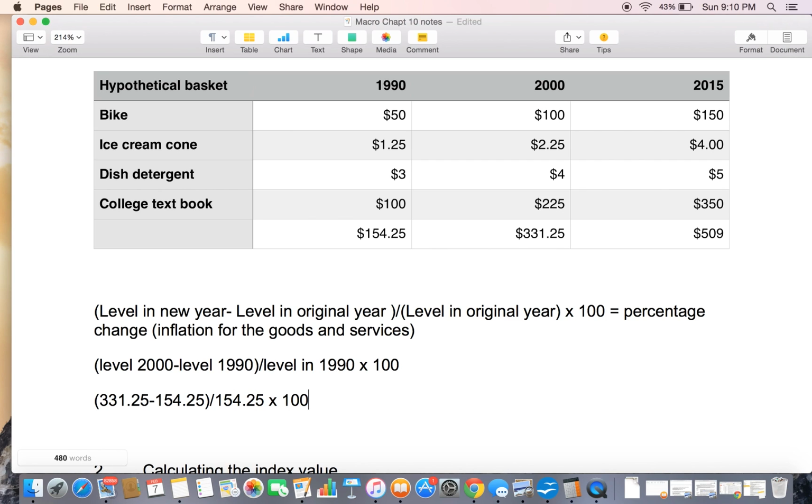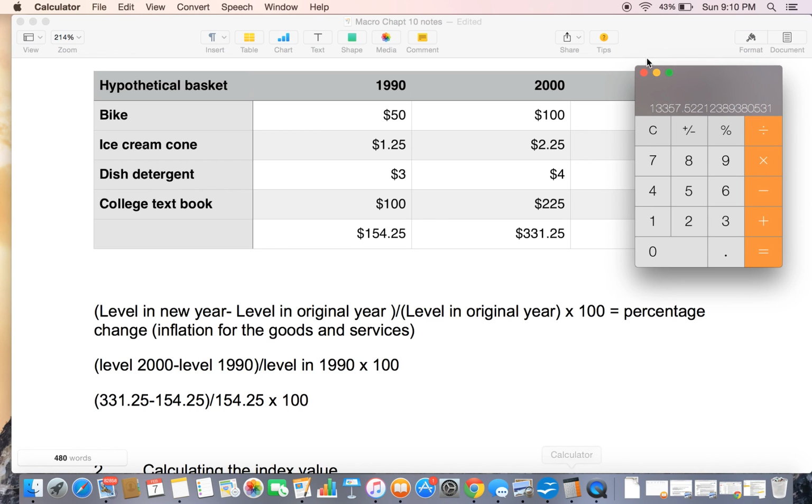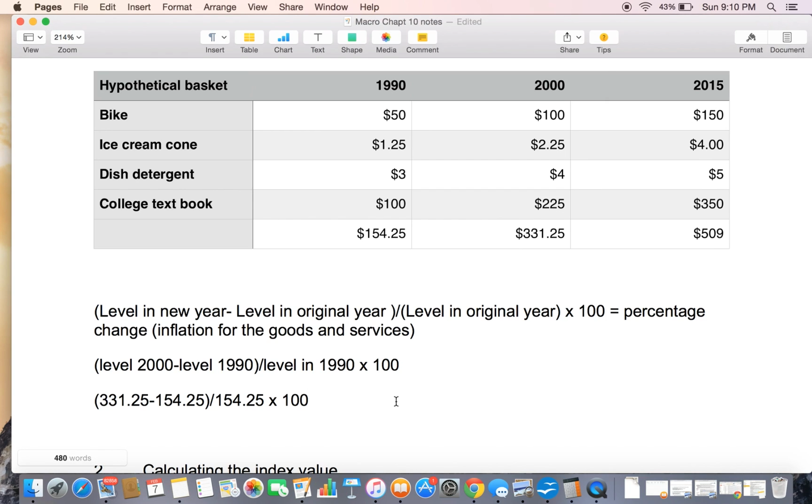154.25 times 100. And so let's get our calculator out. 331.25 minus 154.25, divided by 154.25, times 100. And so we see that there was actually 114.74% inflation.